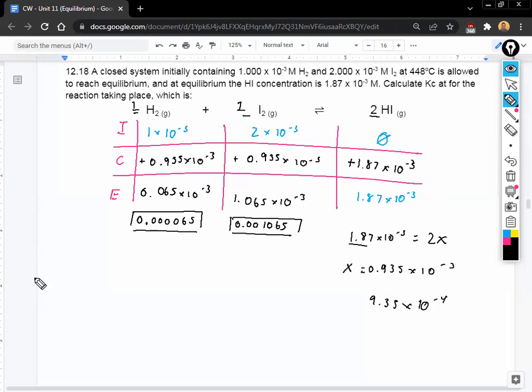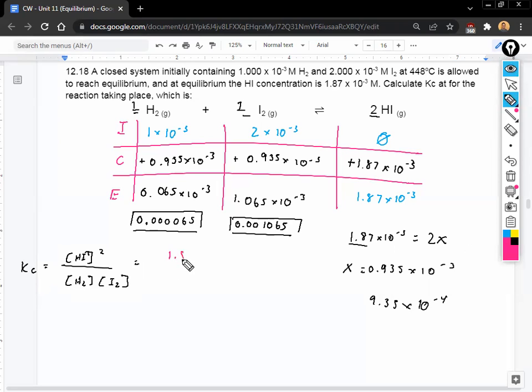Okay. So we're gonna plug it into the equilibrium equation now. So Kc is going to equal the concentration of HI squared, and then we'll have the concentration of H2 on the bottom, the concentration of I2 on the bottom. We plug in those values.